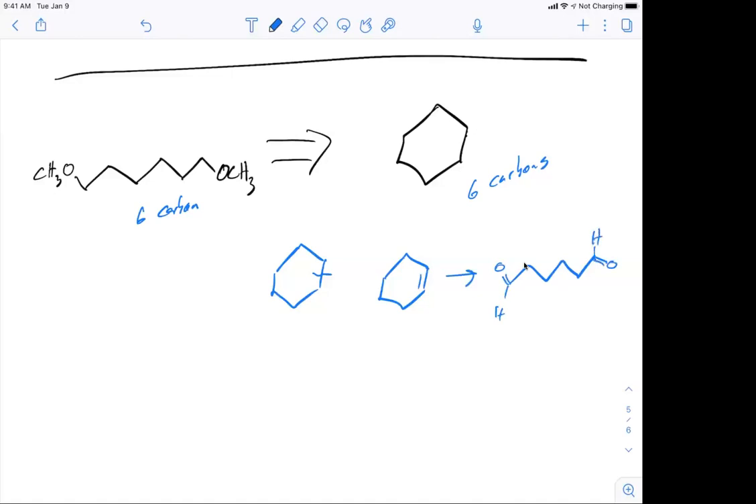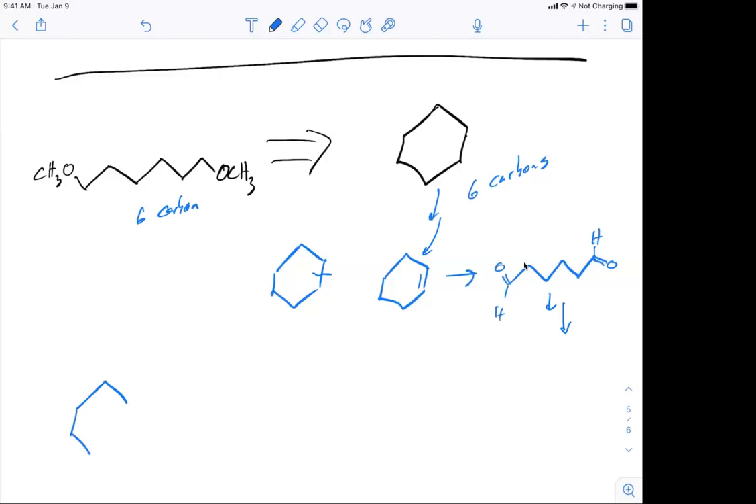Right, to get this. So that looks like what we need to do, which means we're going to have to take a couple of steps to get to an alkene. And then we're also going to have to take a couple of steps to get from this dialdehyde to our diether.